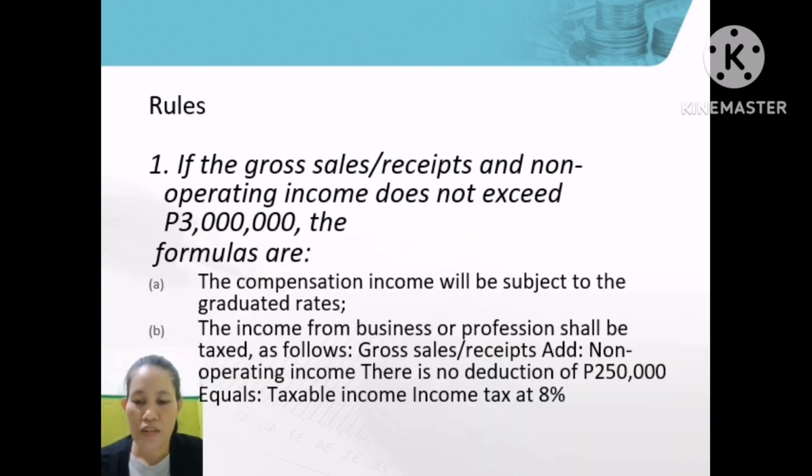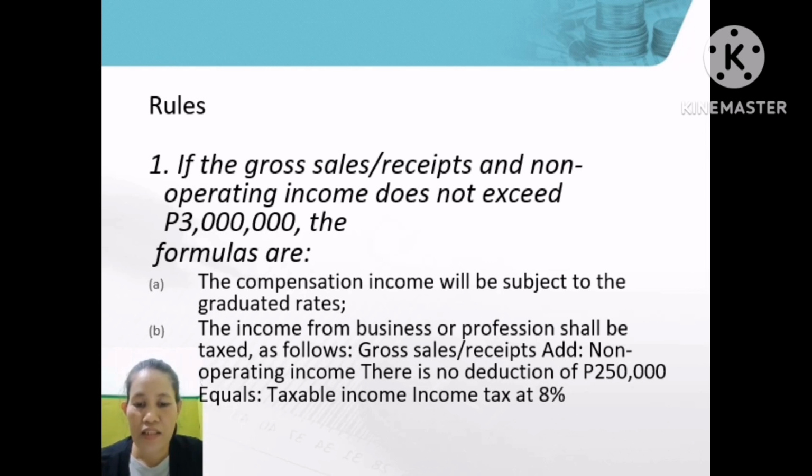Our rules. The rules is if the gross sales or receipts and non-operating income does not exceed 3 million, the formula are: una, the compensation income will be subject to the graduated rates. Ang kabayaran o kita ay magiging paksa mula sa nagtapos na mga rates. Pangalawa, the income from business or profession shall be taxed as follows. Ibig sabihin, ang kita mula sa negosyo o profesyon ay dapat buwisan gaya ng sumusunod, tulad ng gross sales receipts, kung saan ito ay ang kabuuang kita.